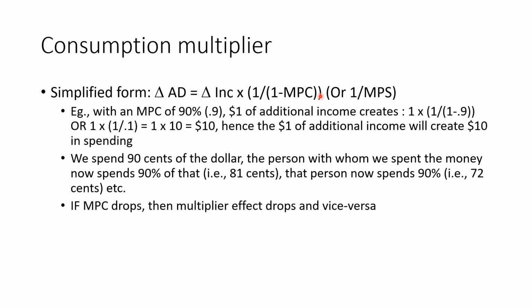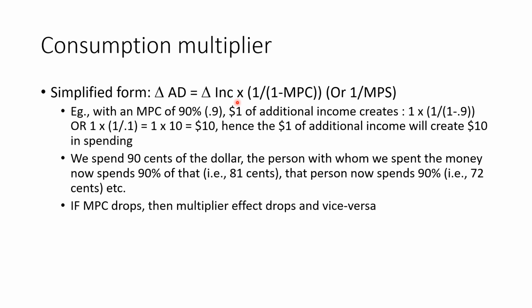Now, if you do the algebra, this 1 minus the marginal propensity to consume is the same as the marginal propensity to save. Because, remember from the previous slide, 1 equals the marginal propensity to save plus the marginal propensity to consume. So if we say 1 minus the marginal propensity to consume, that's the marginal propensity to save. So it's either or. They're the same thing. And so 1 over that number, that's your multiplier. And the easiest way to explain it is by way of example.